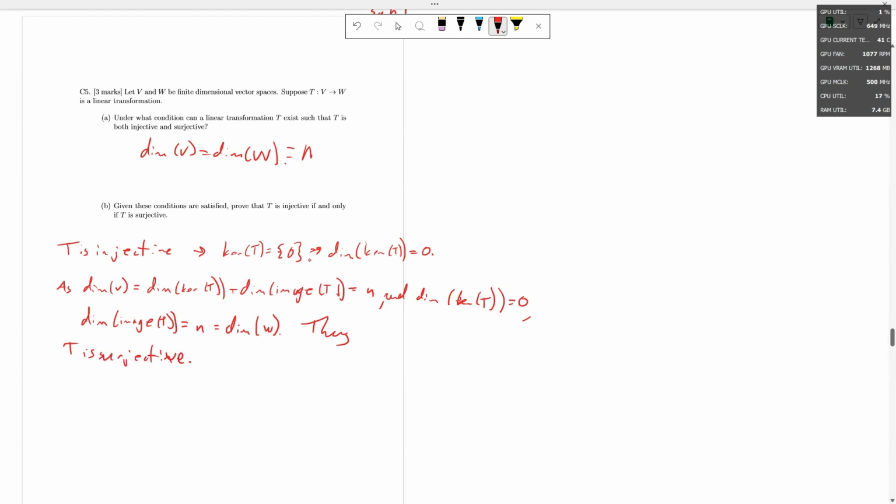Now, the reverse argument is similar, and I'm going to leave that as an exercise. Going in the reverse direction is very similar, but you start with surjective, and then you get the dimension of W equals the dimension of the image, which is n. You use your rank-nullity, you get your kernel, and you get injective.